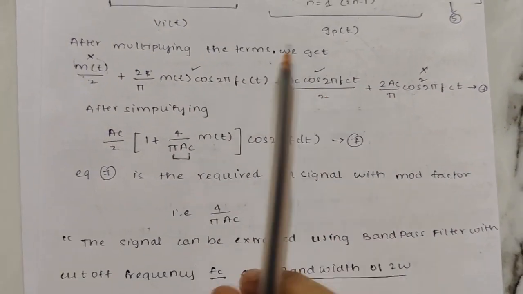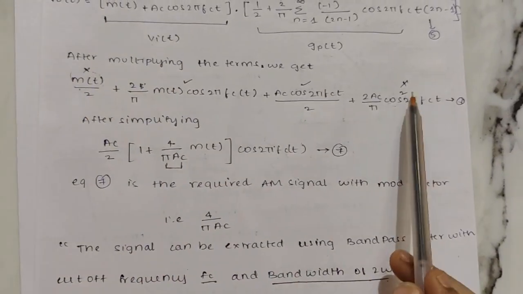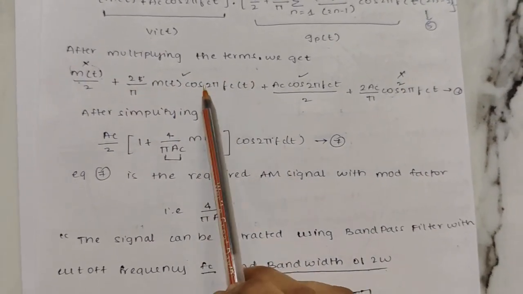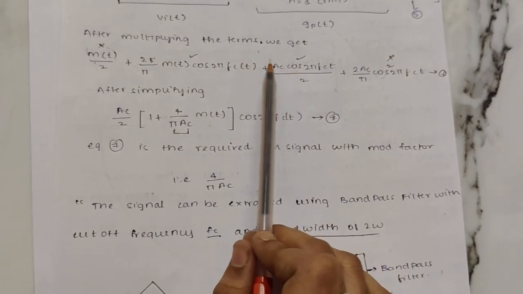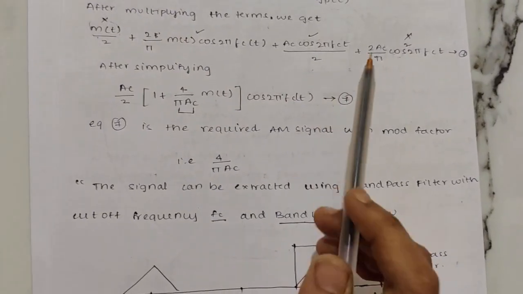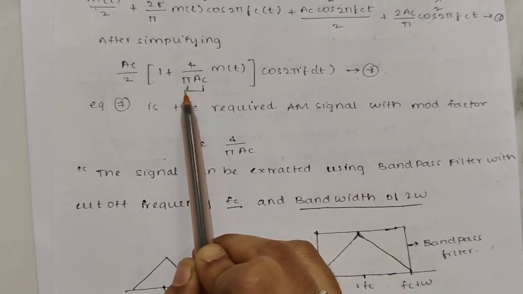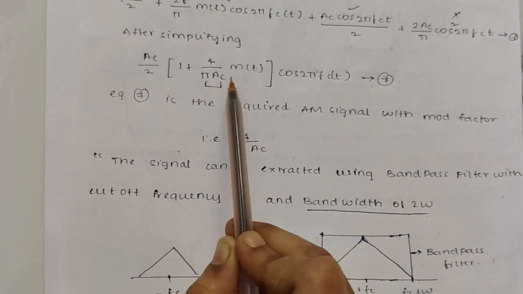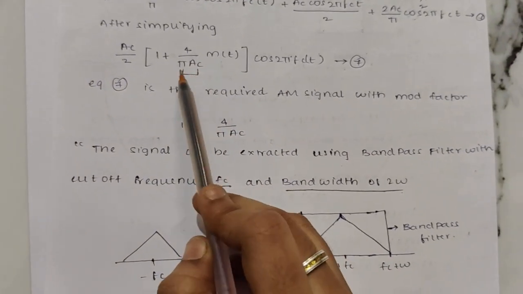So in the equation number 6, I am not considering the message signal, that is divided by 2, and the carrier signal, that is the square. So I'm just considering the middle terms. So after simplifying the middle terms, that is I'm taking AC by 2 common, I will be remaining with this equation. So here this is my modulation factor. So this is the required AM signal. The equation number 7 is the required AM signal with the mod factor, that is 4 by pi AC. So this is my mod factor.